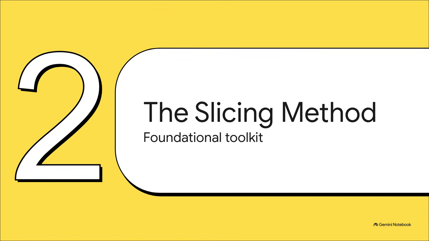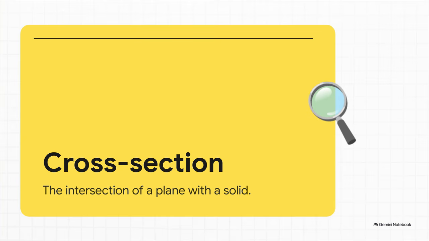Moving right along to Section 2, the slicing method. This is going to be our foundational toolkit today. All right, I want everyone on the exact same page, so let's firmly define our core vocabulary here. A cross-section is simply the intersection of a plane with a solid. Think of it like buying a whole, uncut loaf of artisanal bread. Every single slice you cut with your knife reveals a flat, 2D surface, right? Well, that surface is our cross-section.